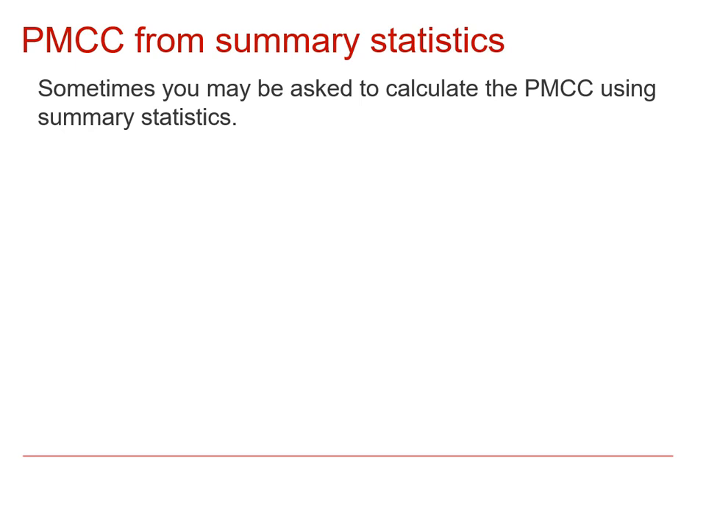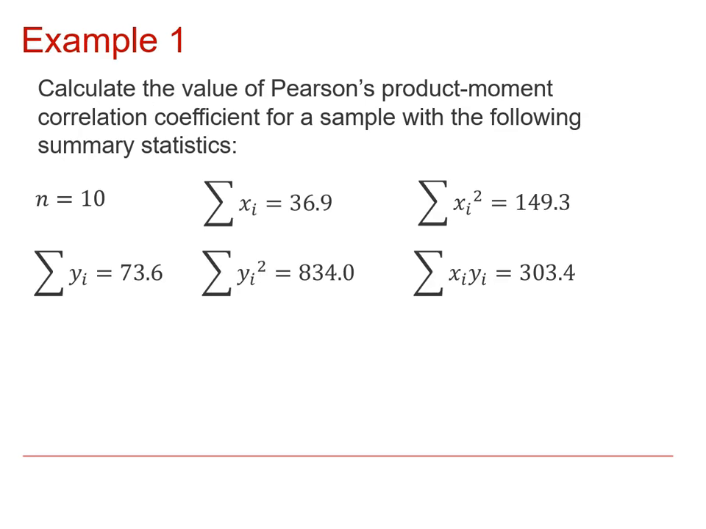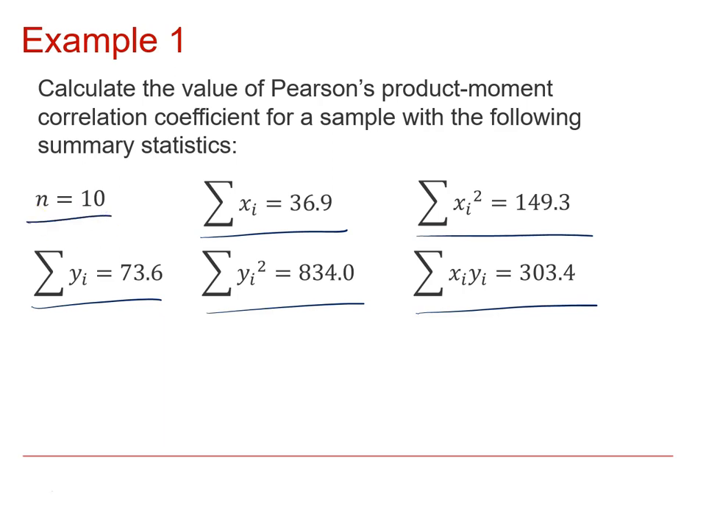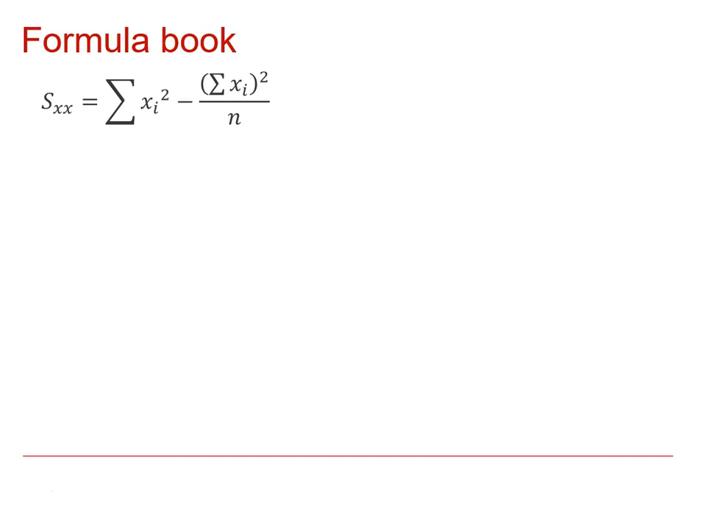Sometimes you might be asked to calculate the product moment correlation coefficient using summary statistics. For instance, evaluate the value of Pearson's product moment correlation coefficient for a sample with the following summary statistics. So we've got the sum of all the x values, the sum of all the x squareds, the sum of all the y's, the sum of all the y squareds, and the sum of all the xy's, and of course the number in the sample. Now look, that looks very daunting, but it's actually surprisingly simple because you're given all of the formulae in the formula book.